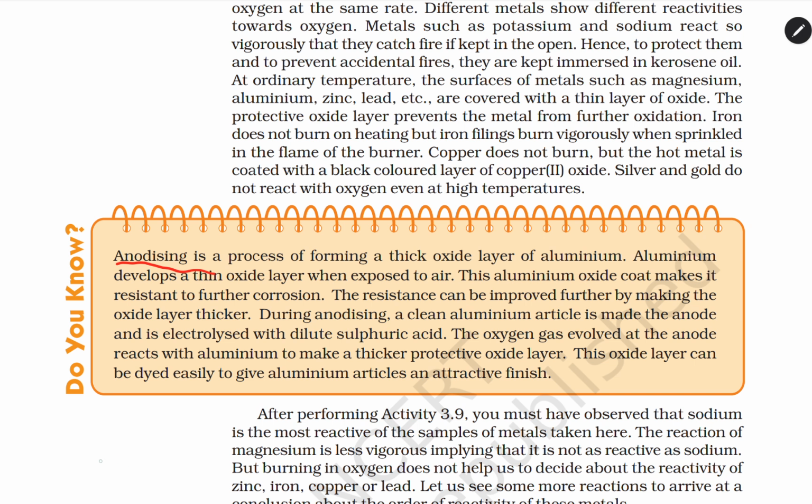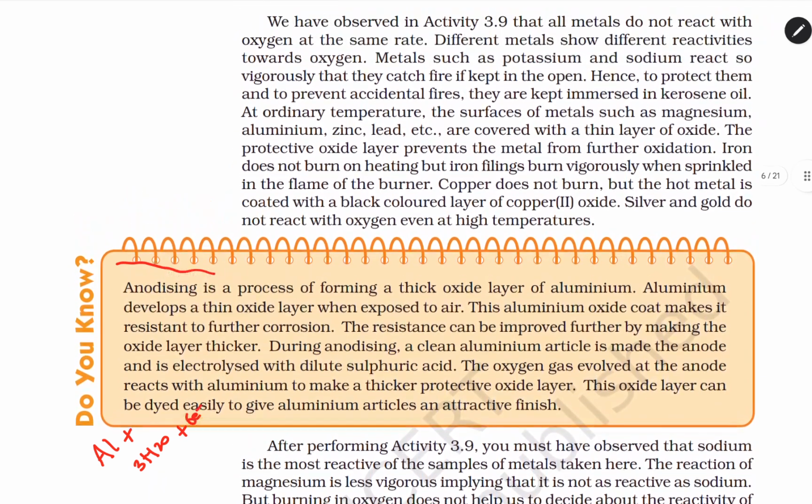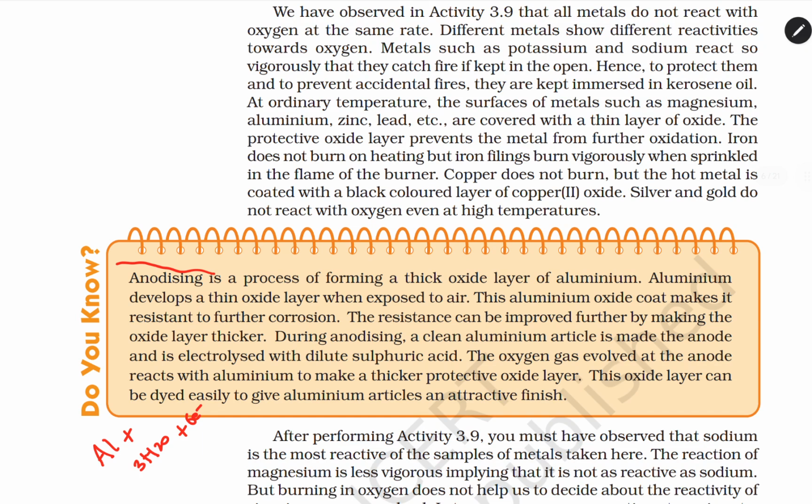If you observe the chemical reaction, aluminium reacts with 6H2O and 6 electrons under electrolysis to form Al2O3 plus 3H2. This reaction is known as anodizing.